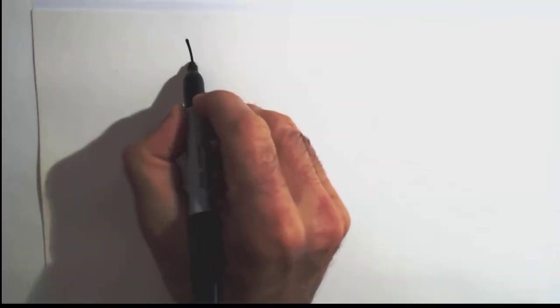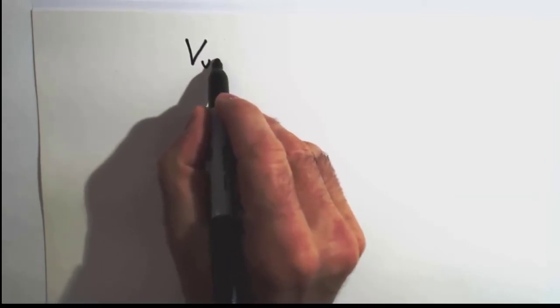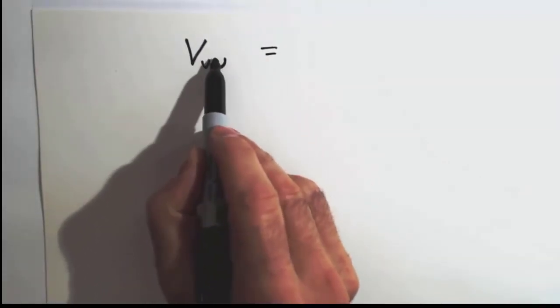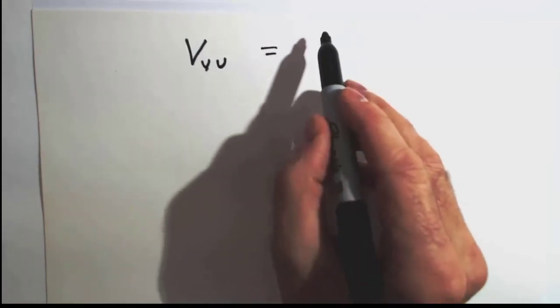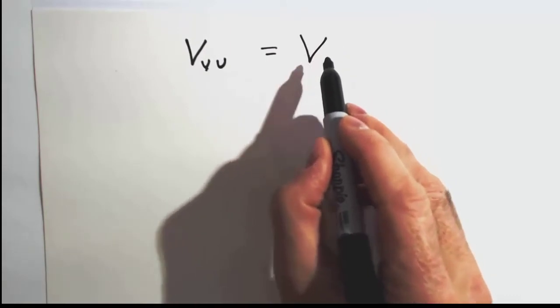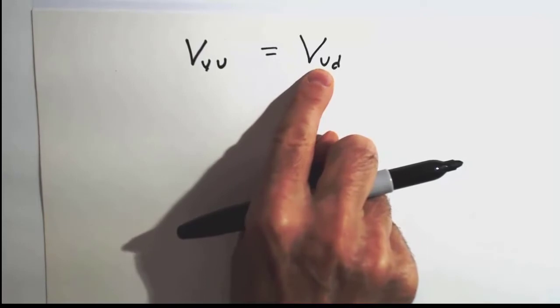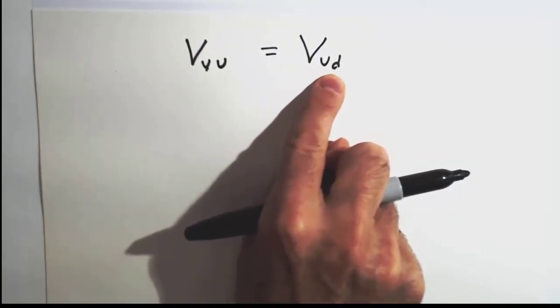Well, the way we're going to do that is we're going to put together a portfolio. We're going to look at the value of a portfolio of a stock and a call on the upside, going up twice, versus the value of a call and a stock when the stock goes up and then down, or down and then up, because that results in the same thing.